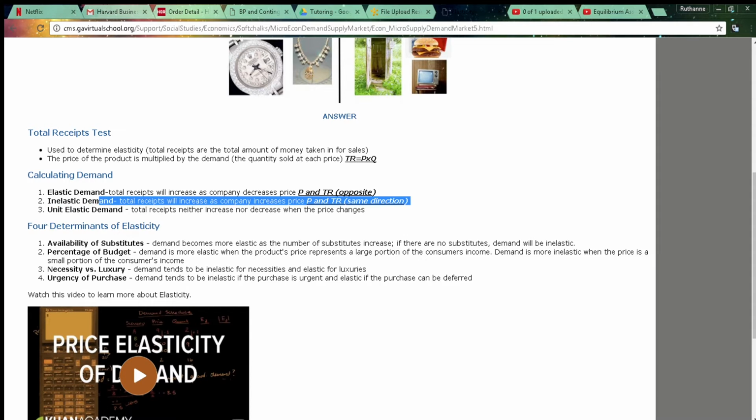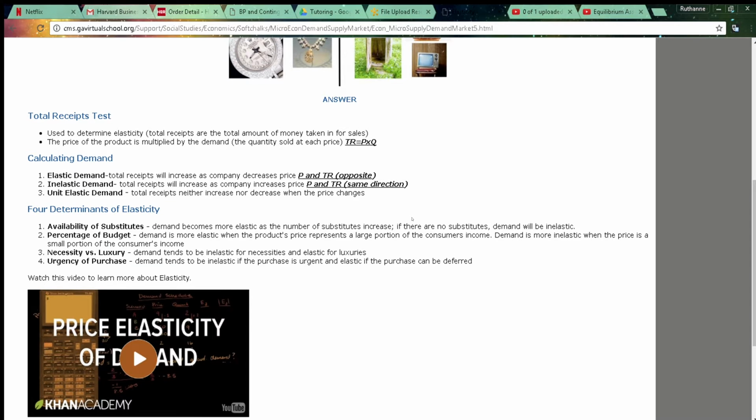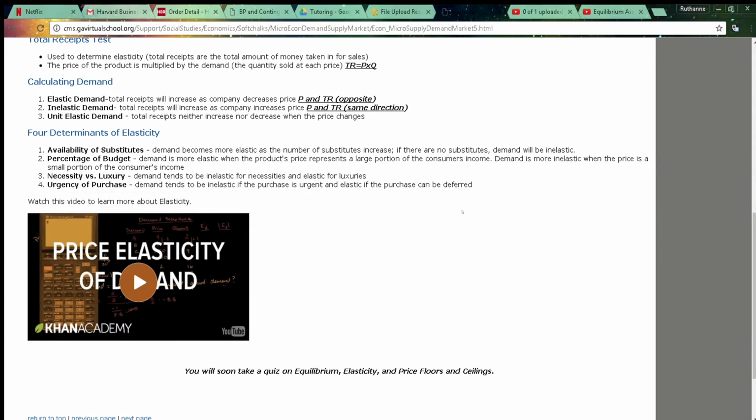Then there's unit elastic demand, and the total receipts will neither increase nor decrease when the price changes. And I'm pretty sure this would be a horizontal line, meaning you don't have any slope. There are a few things that affect elasticity, specifically four determinants.